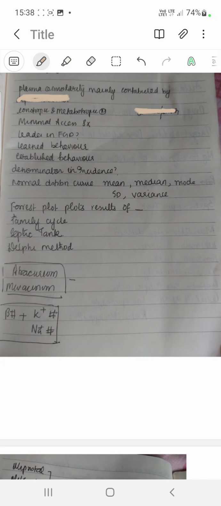Denominator in incidence. Incidence is a new case, so it is divided by population at risk. The variants of that are attack rate and secondary attack rate. I hope you know that in secondary attack rate the denominator will be the population who are susceptible among the contacts. It's not in the community, it's about the close contacts. That is secondary attack rate.